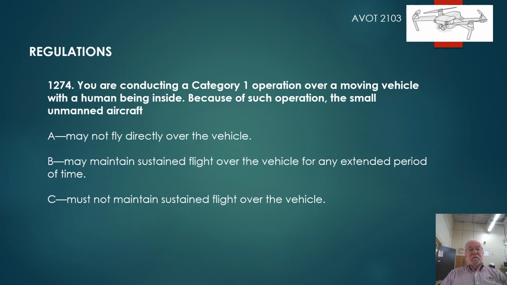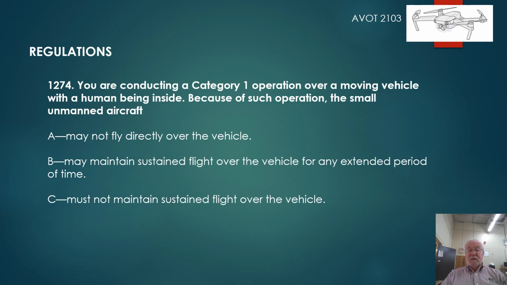All right, another question. You are conducting a Category 1 operation over a moving vehicle with a human being inside. Because of such operation, the small unmanned aircraft A, may not fly directly over the vehicle, possibly. B, may maintain sustained flight over the vehicle for an extended period of time. I think we mentioned something about not flying over vehicles. So we're really down to A and C. Which is the most accurate answer? Well, apparently the most accurate answer is must not maintain sustained flight over the vehicle.